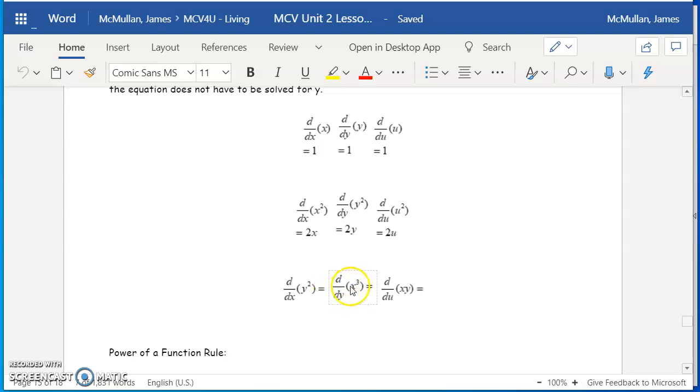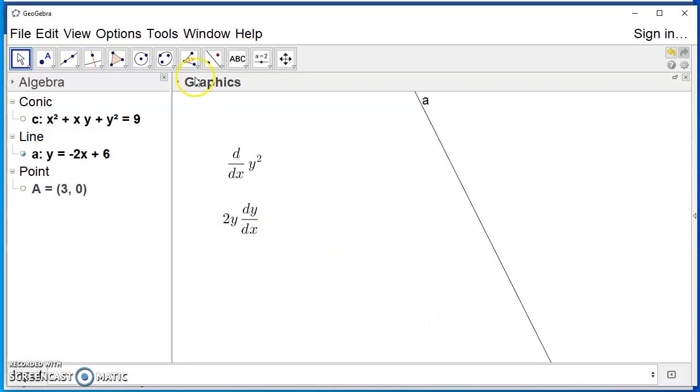Here you would get 3x squared dx/dy, because you're differentiating with respect to y. And in this last one, you're differentiating with respect to u. So the idea here is just that x and y are both functions of u.